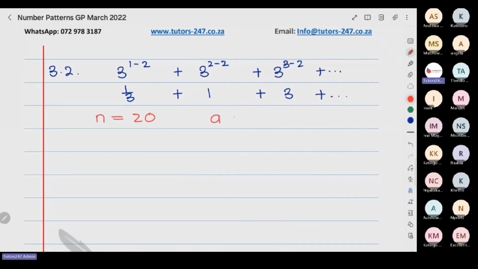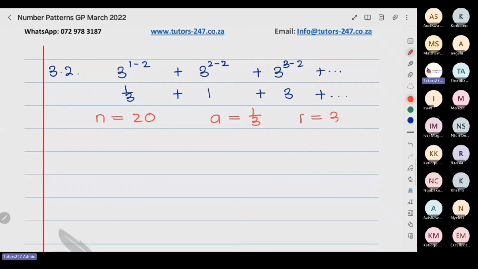Our value of A is 1/3, and our value of R, our constant ratio. In order for us to find the constant ratio, we can take term 2 and divide it by term 1. Alternatively, we can take term 3 and divide it by term 2. If we do that, we end up with R as 3.